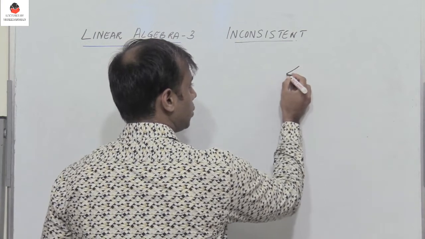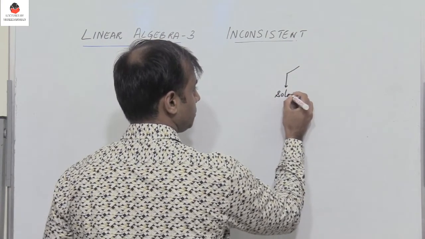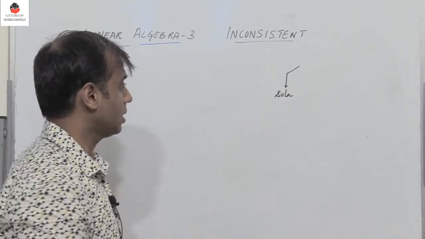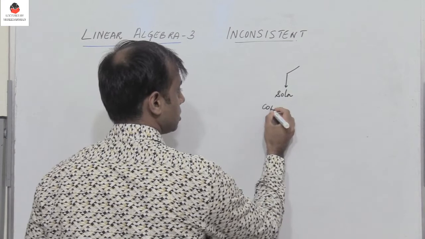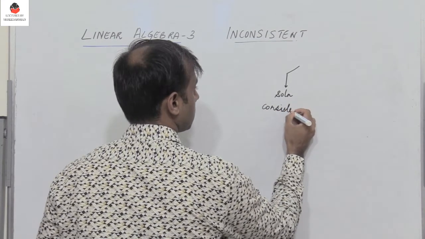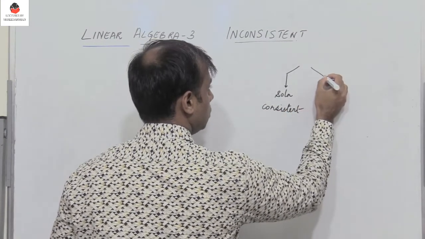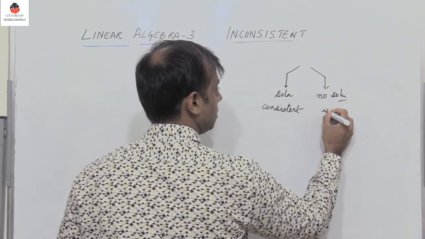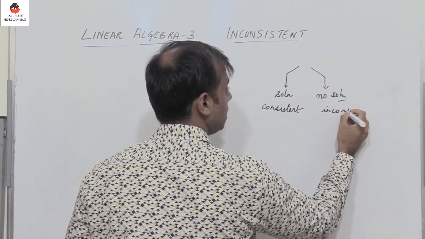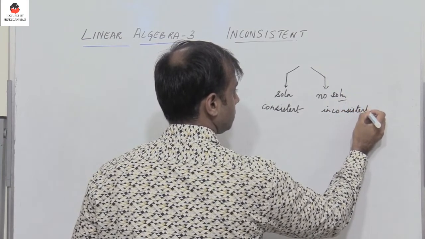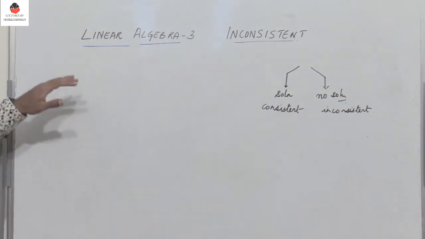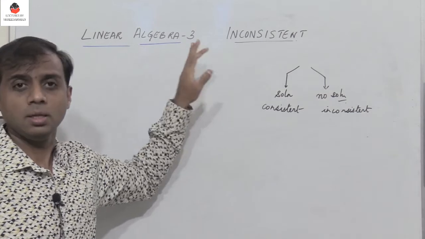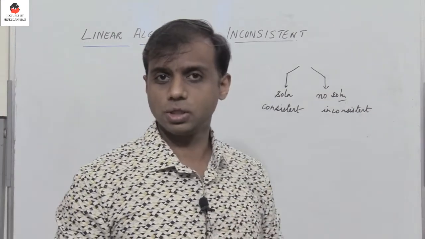The set of linear equations may have a solution. And if the solution exists for a given set of linear equations, we say that they are consistent. And if no solution exists, then we conclude that the system of linear equations are inconsistent. In this lecture, we shall only deal with a set of linear equations which are inconsistent. That means there is no solution.